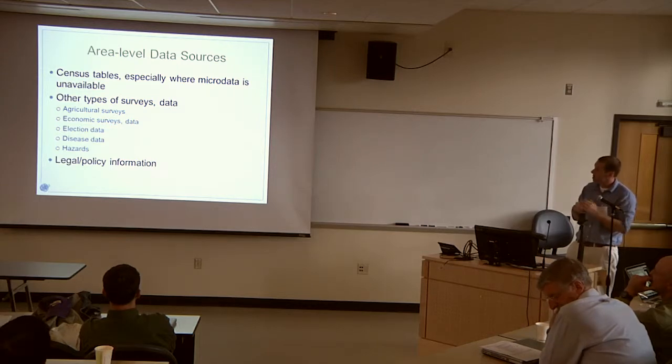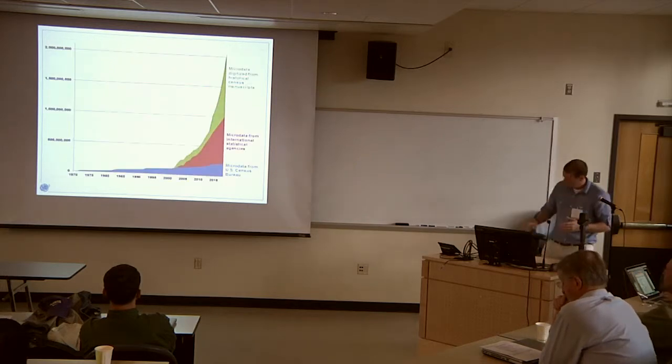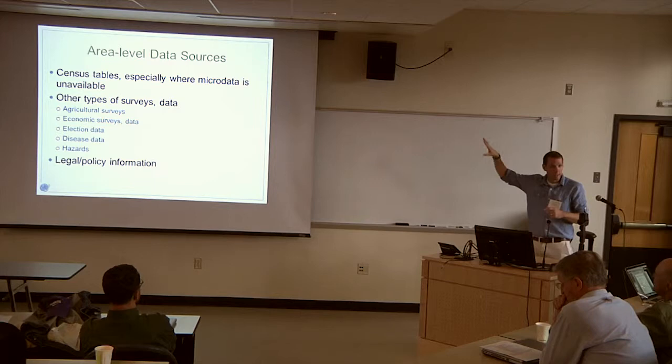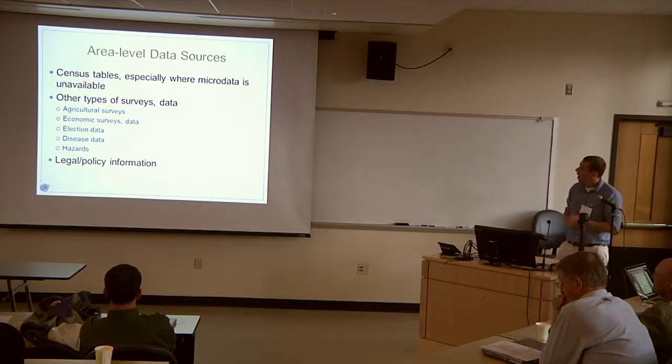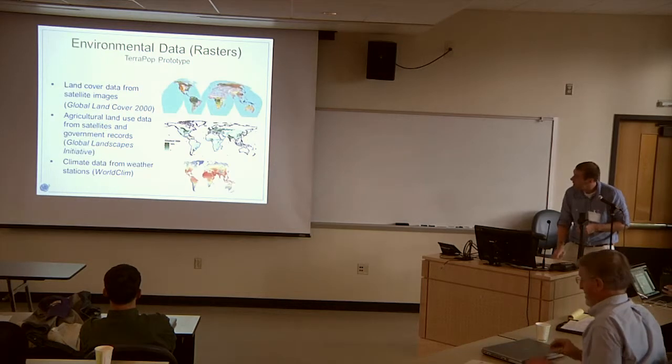Area level data sources. This is what we think of as census tables. So if I can't get microdata, Australia is kind of hard to get data from, we're going to have to go to other sources, so census tables that have that information. Other types of surveys, data, agriculture surveys, economic surveys, etc.